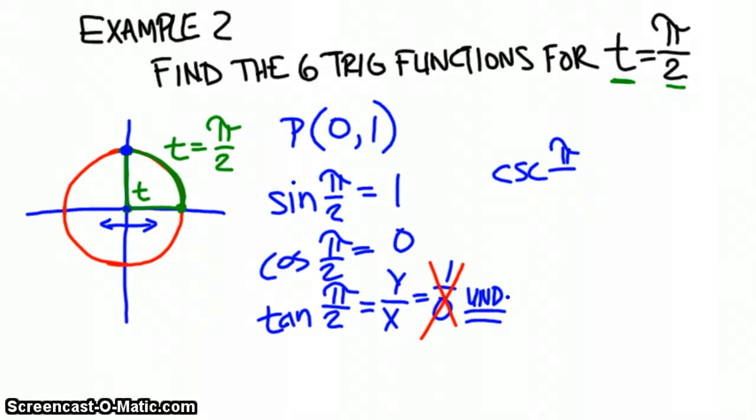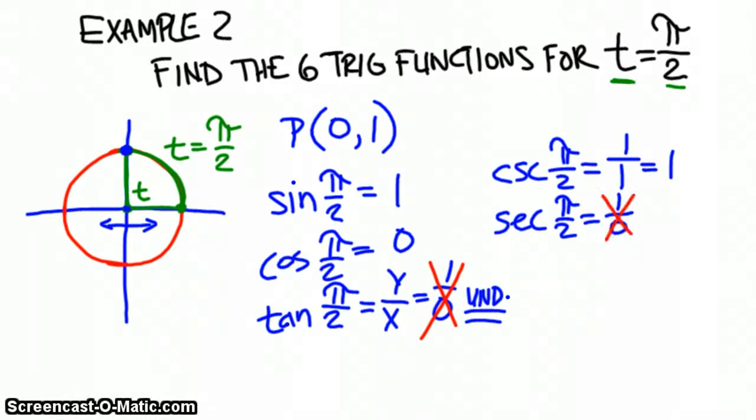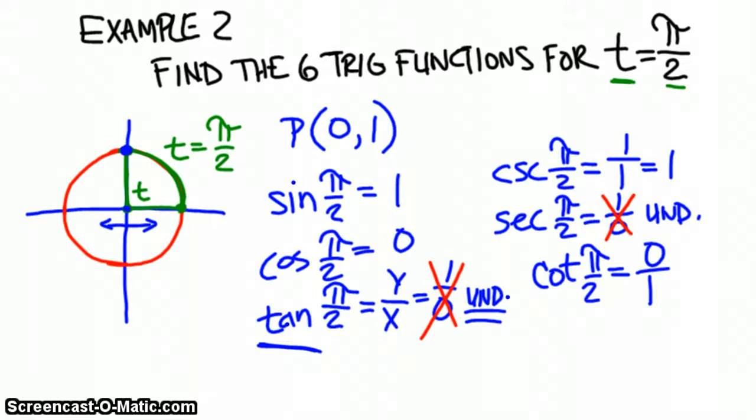Cosecant is 1 over y, which is still 1. The secant, 1 over x, would be 1 over 0. And again, I see that I have an undefined value at that point. So I now have secant and tangent, which are both undefined. Cotangent of pi over 2 would be 0 over 1, which is the reciprocal of the tangent, and 0 divided by 1 is just 0.